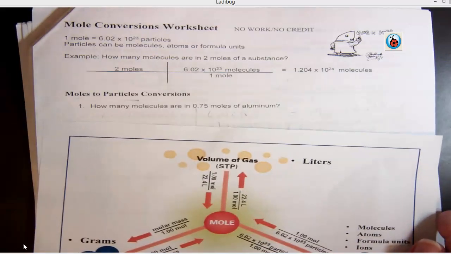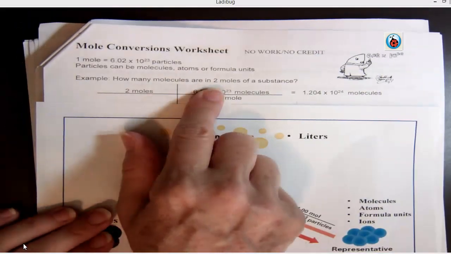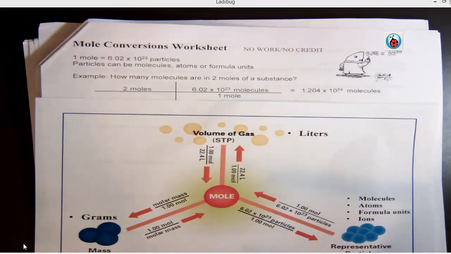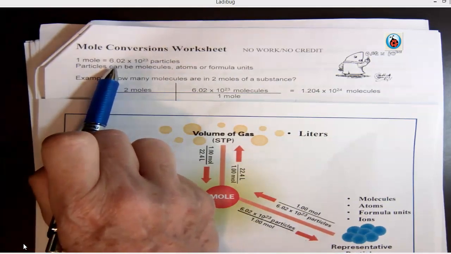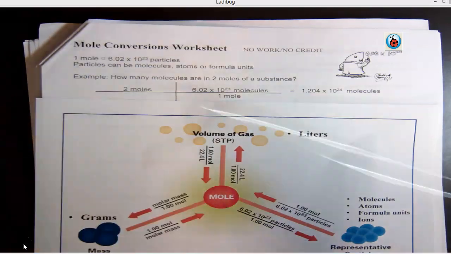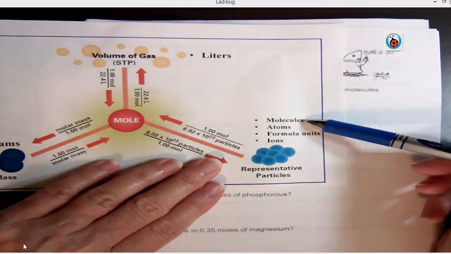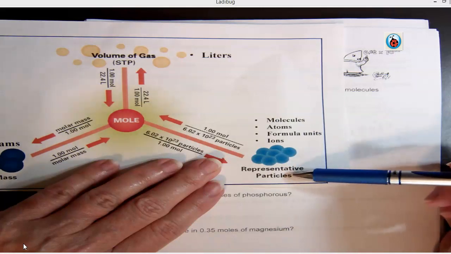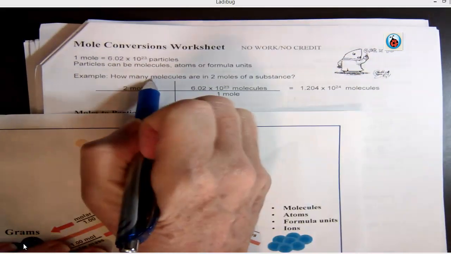Okay, so let's look at our example here. It says how many molecules are in 2 moles of a substance. Okay, so moles. Here's moles. Now, moles equals what? 6.02 times 10 to the 23rd particles. What are particles? Particles can be, notice, look at our chart here. Particles can be molecules, atoms, formula units, ions. All of these are representative particles. Okay, notice the particles here are going to be molecules.